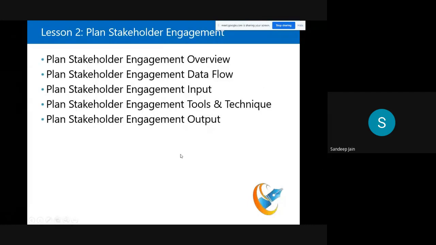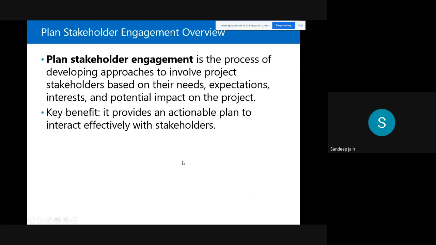So this is like a generic process. Every knowledge area will have a plan process. So plan risk management, plan cost management, plan stakeholder engagement. Engagement is same as management. Plan stakeholder management, and this is, yeah. You can read this.